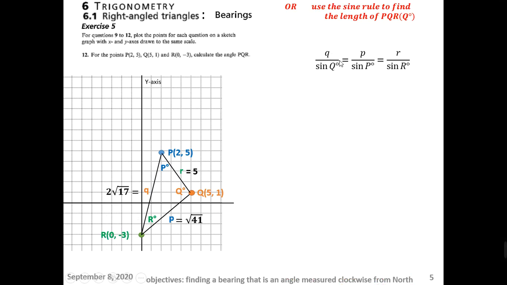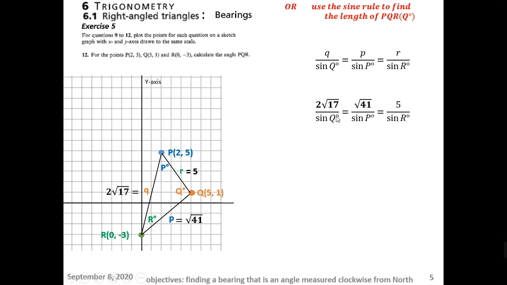Q, the length of the side, over sine of Q is equal to the second fraction, the length of side P over sine of angle P, which is equal to the third fraction, the length of side R over sine of angle R. Now, if we substitute, the length of Q is 2 square root of 17 over sine Q. The length of P is square root of 41 over sine P. And then the length of R is 5 over sine R.